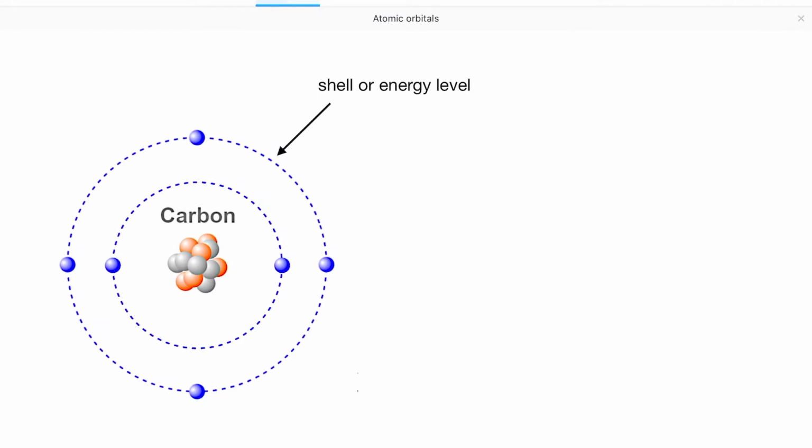In this video I'm going to be describing an upgraded model of the atom, something that is more suitable for us at A level. I'm going to be talking in terms of shells, energy levels, orbitals, suborbitals, and also explaining how electrons are arranged in all of the above. So let's start by looking at the model we have from GCSE.